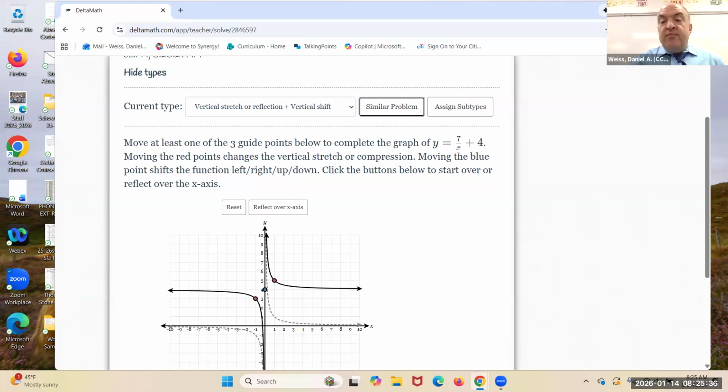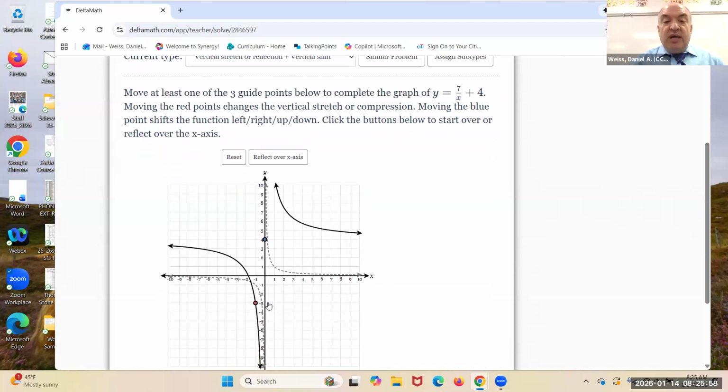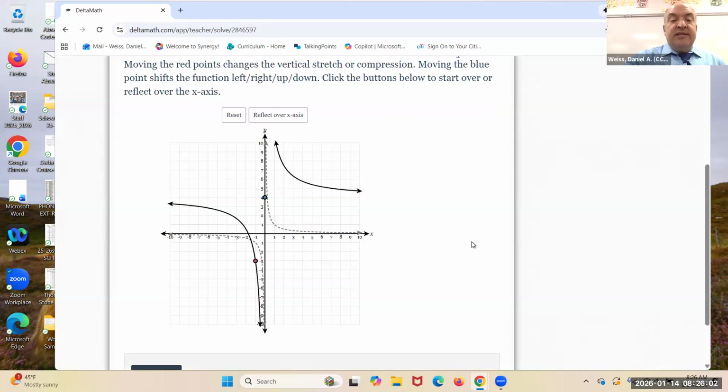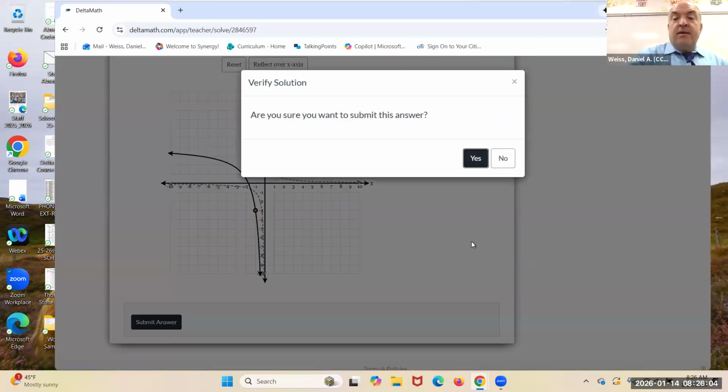But when I go to 1, 7 plus 4 is 11. So watch this. I can't get there. So I have to use this point to go down here. Because -1, 7 over -1 is -7, plus 4 is -3. So I have to be at -3 here. Notice there's no dot here. Okay, that's the answer.